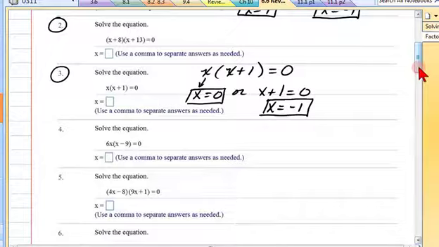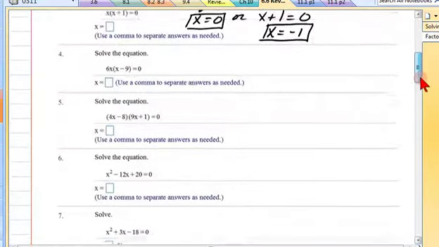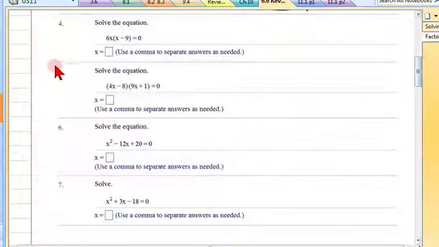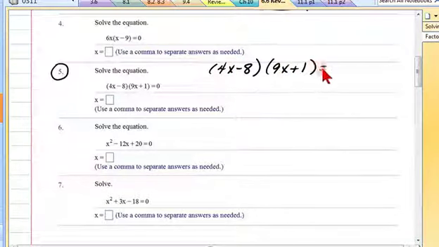Problem number 4, very, very much like 3. So I think we'll skip that one. Let's go to problem number 5. And I'm going through this part quickly because this should all be review. Once again, already factored. It has (4x minus 8) times (9x plus 1) equals 0. And the reason this problem is in there is because the factors here are a little more complicated, so the answers might not be as easily apparent.